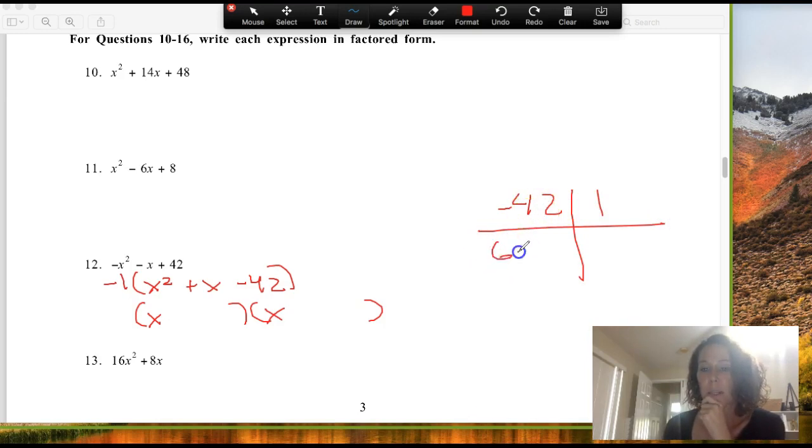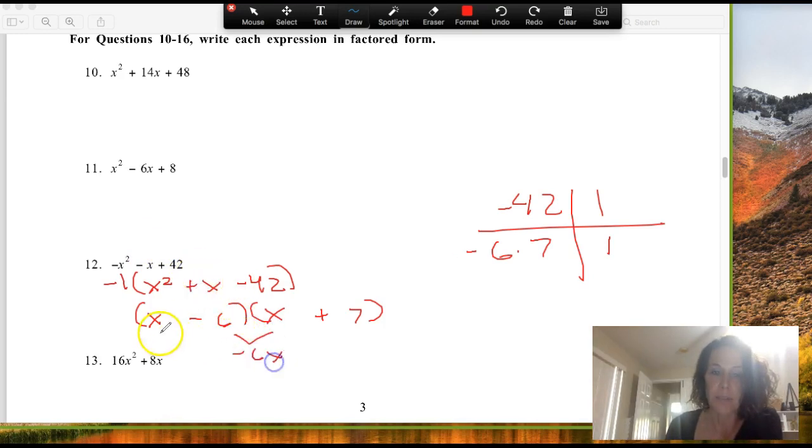Well, I know 6 times 7, that's looking promising to give me 1. It's a negative, so one of these needs to be negative. It's going to be the 6, because when I add these together, I'm going to get +1. So I'm going to get -6, +7. Let's go ahead and check the inner term and outer term and make sure it does add up to be 1 here. So I got -6x, and then the outer terms, 7x. Do those add together to give me 1x? They do. -6x plus 7x is 1x.